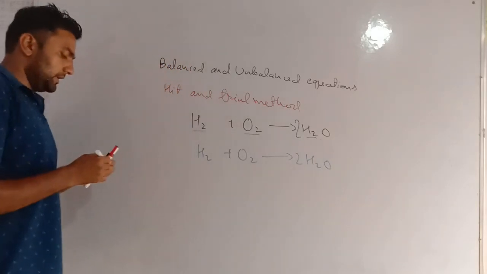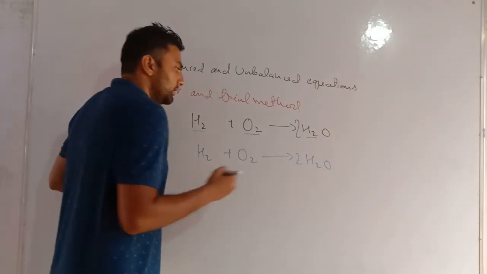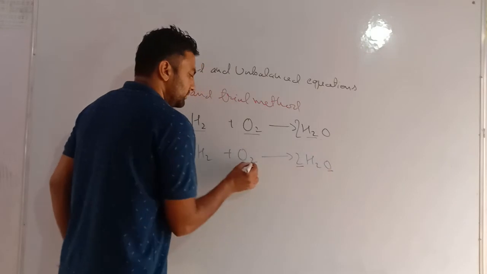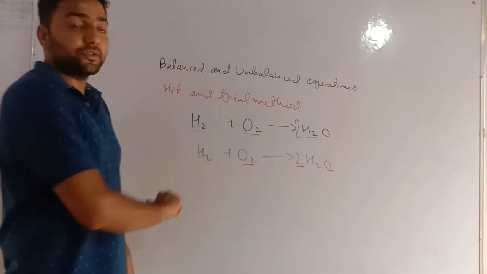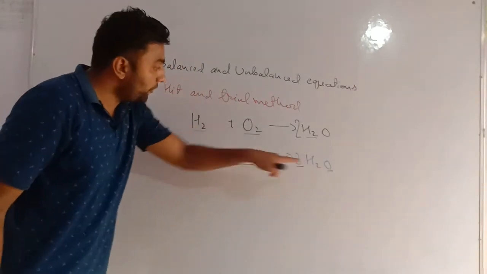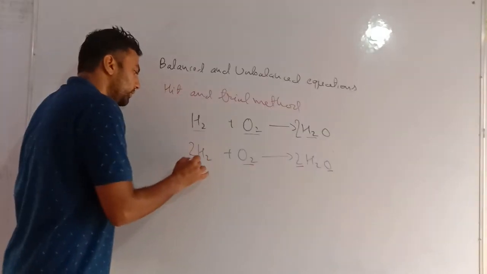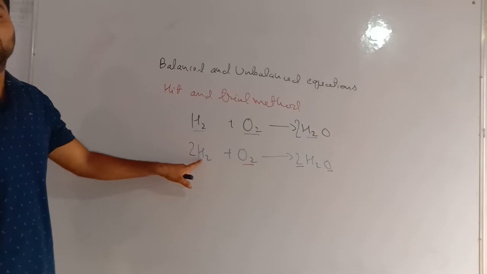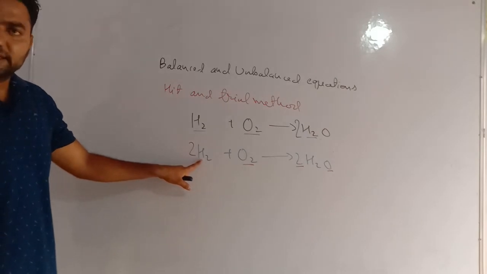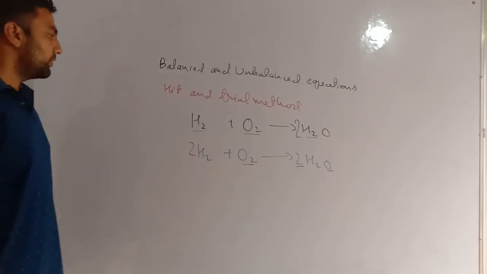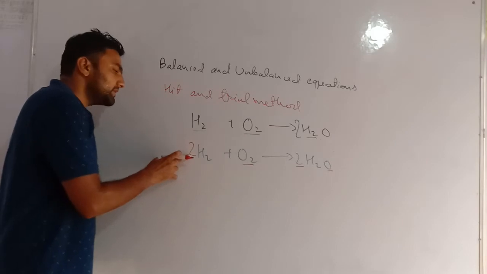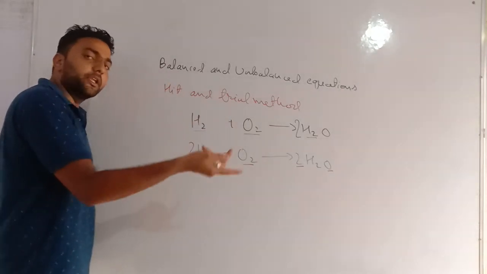Now I will see. Two oxygen, two oxygen. But then I see four hydrogen and two hydrogen, so I will make two here. I haven't changed the molecular formula of hydrogen. It is H2, a diatomic molecule. I have just changed the number of molecules.